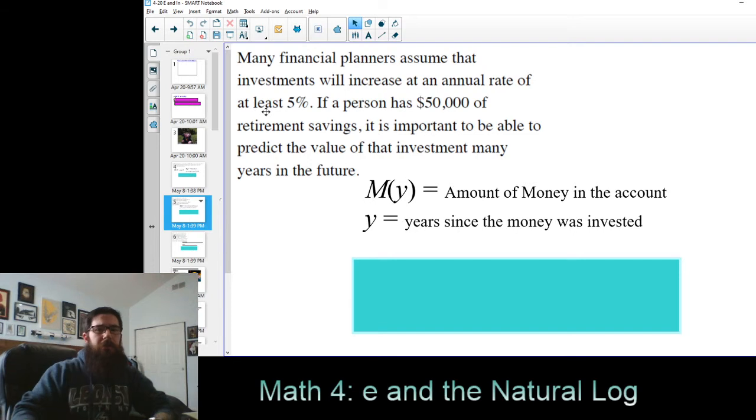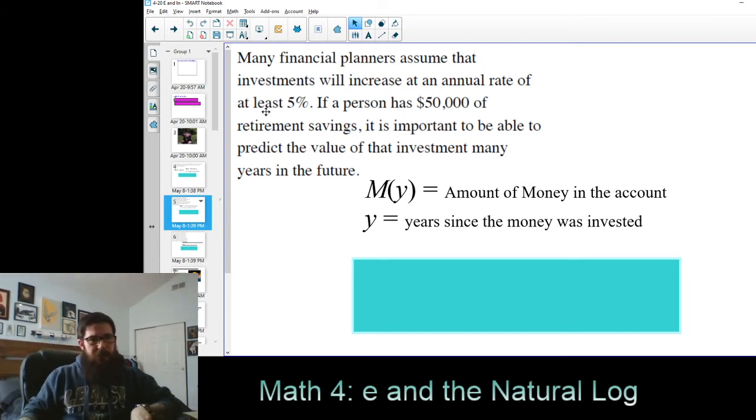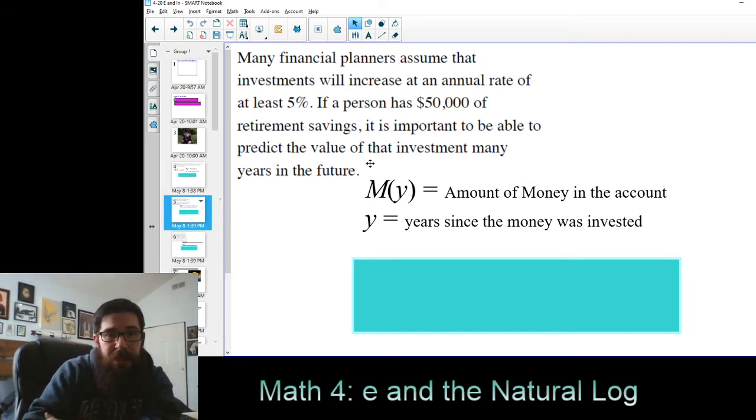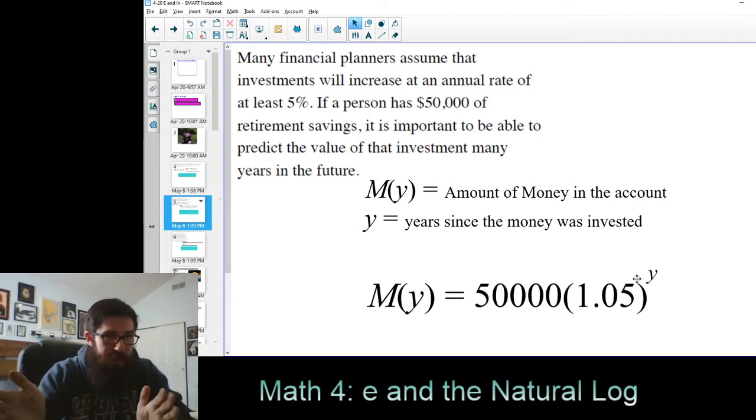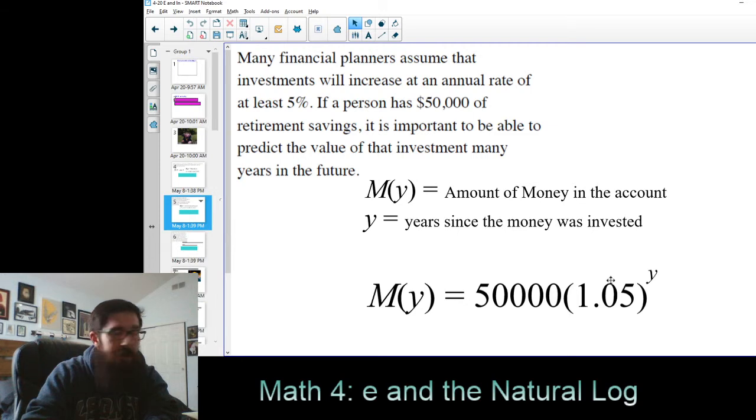If we have an annual rate of 5% on investments, we're going to invest 50,000. Figure out how much this is going to be in the account after any amount of years. 50,000, our starting value, times 1.05. That 5% gets added on. I apologize for that previous one. Based on however many years you just let it sit in there. If you're getting that extra 5%, great.